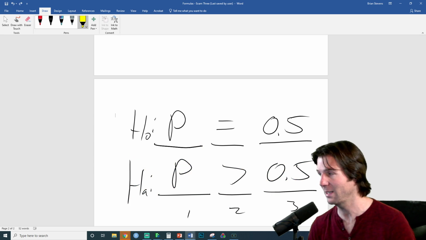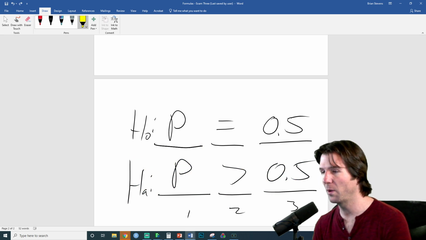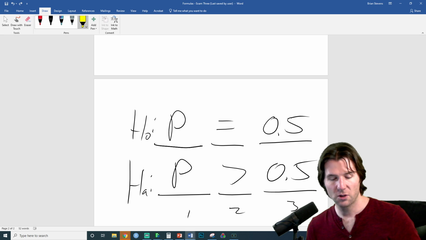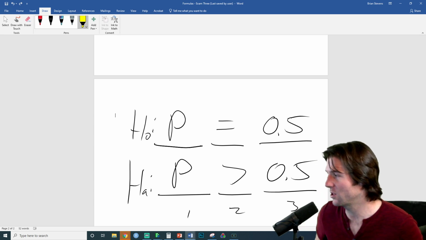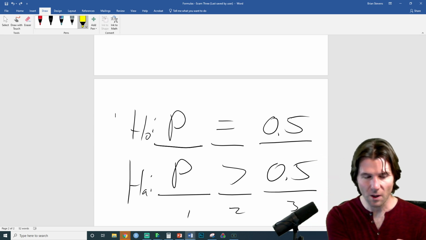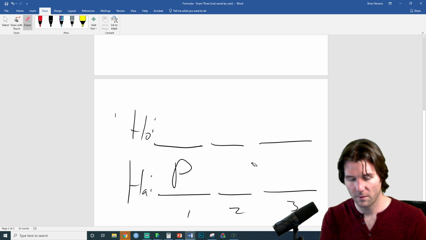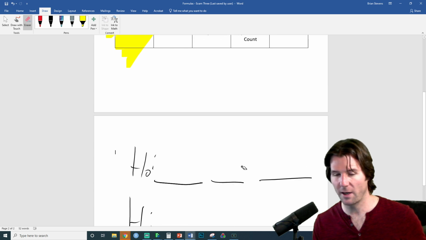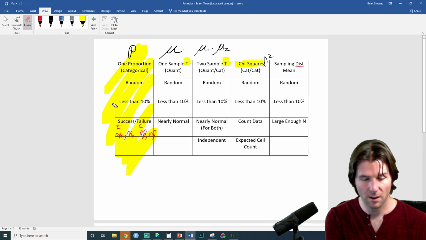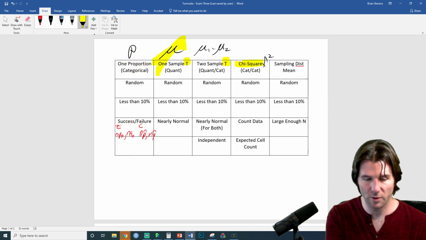The null always has the equal sign. We start out believing it till we have evidence of the alternative. So if you want to do one for the mean, let's do one for the mean right here. We're going to do the same steps. We need to go get the one for the mean. It's going to be this one right here, which means we're going to test the mean.